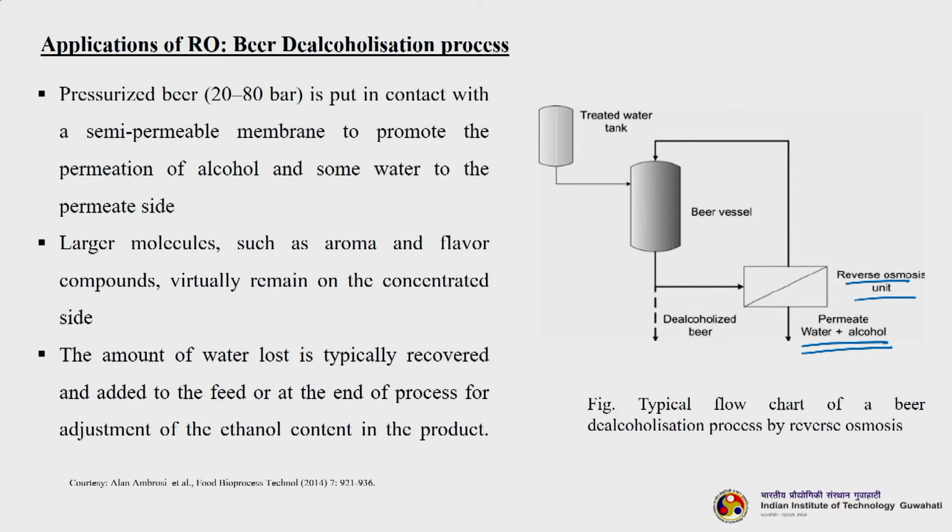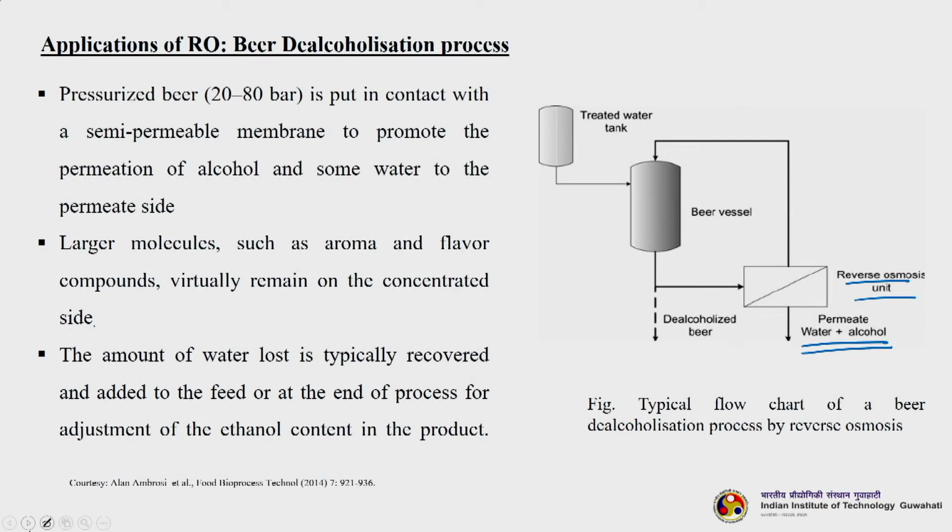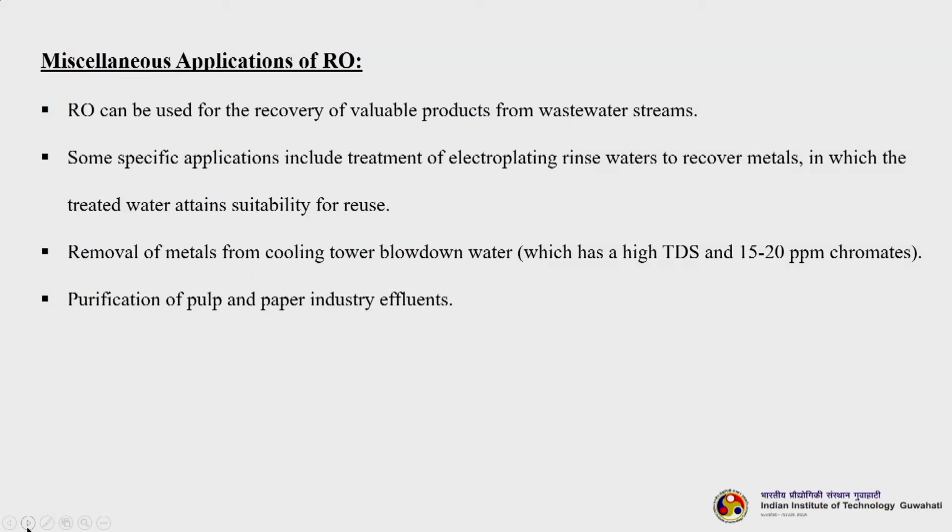cost. So, larger molecules such as aroma and flavor compounds virtually remain on the concentrated side. The amount of water lost is typically recovered and added to the feed or at the end of the process for adjustment of the ethanol content in the product. So, how much alcohol percentage is required? You can prefix it. Accordingly, you can go for a one stage process, two stage process, or even a multi stage process to achieve that, thereby retaining the flavor and the taste of the beer.